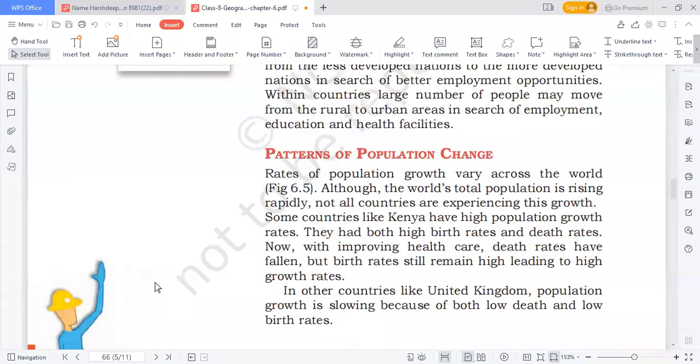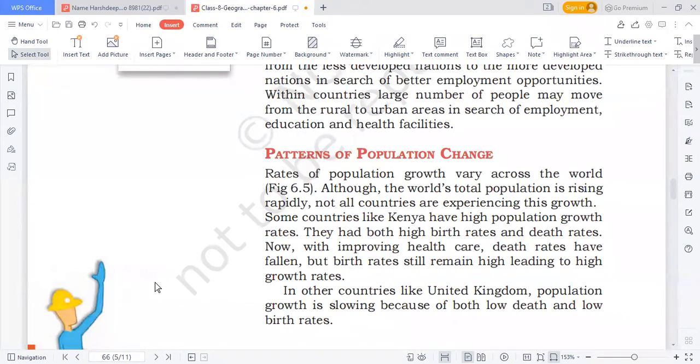There are two ways to express a change in a population. First is the absolute number, the change in the absolute number. Second is the percentage change per year. Let us take the absolute number first.